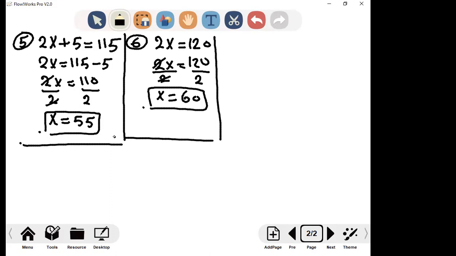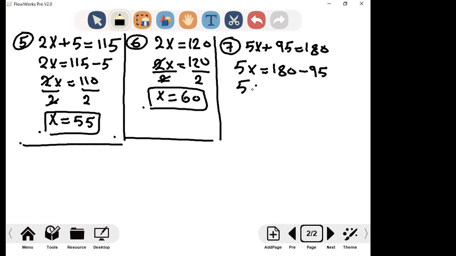Question 7. We have 2 adjacent angles lying on a straight line, means the total of them is 180. So you add, and the answer is equal what? 180. So here we have 5x plus 95 should be 180. Shift and divide, 5x equal 180 minus 95, 5x equal what? 85, divided by 5, x will be 17.